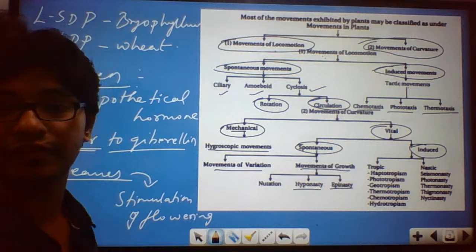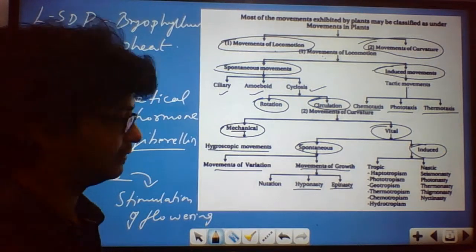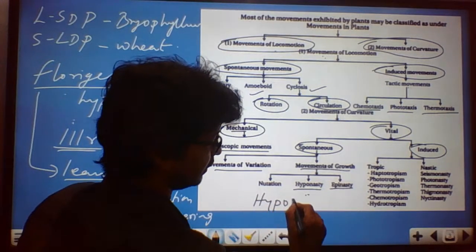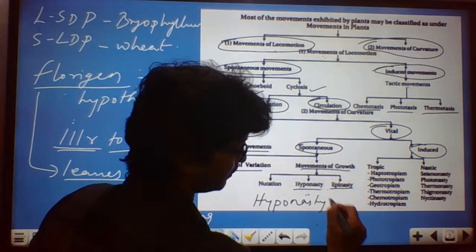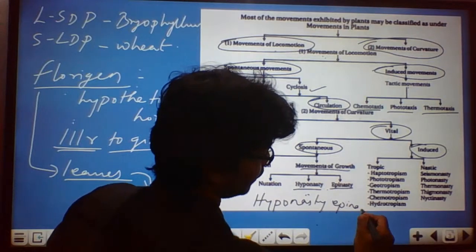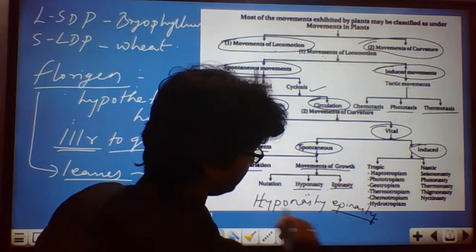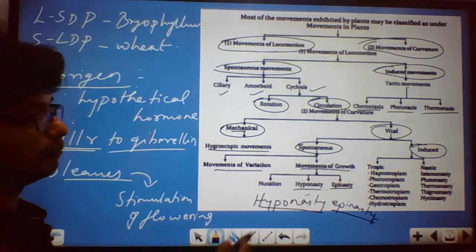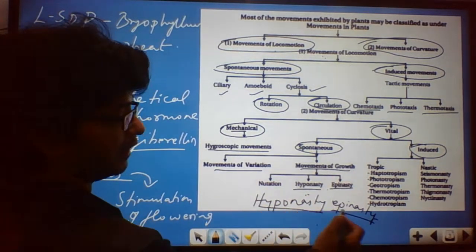Can someone tell me the difference between hyponasty and epinasty? What do you actually mean by hyponasty? I'll write it here: hyponasty. Sometimes you get questions from this part. What is the difference between hyponasty and epinasty? Is there any difference between these two movements? Both are movements of growth only, hyponasty and epinasty.